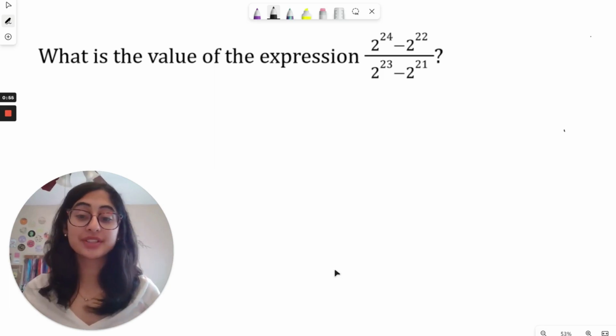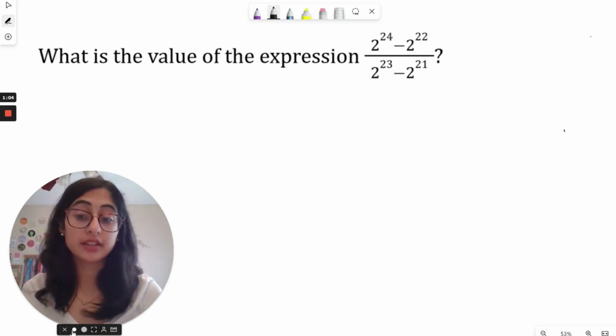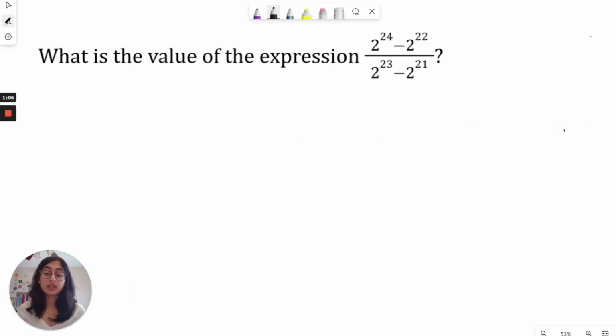All right, so this is question 2 of the week 4 MathCounts handout, and it asks, what is the value of the expression? And then it gives us the expression. That's the expression. So essentially, we're just going to have to simplify this a lot because it looks like a lot of big numbers, but don't worry, it'll look a lot better once we apply some of our exponent rules.